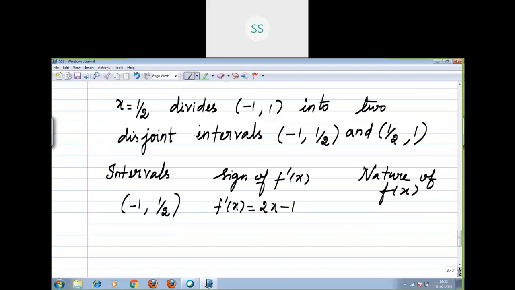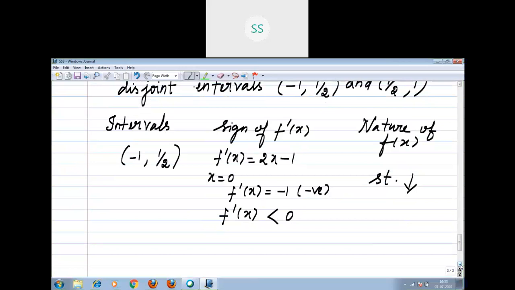Here you are going to assign any value. For example, x is equal to 1 by 4 if you are taking. Better you select x is equal to 0, that means easily you can conclude the result. F dash of x equal to minus 1, that is negative. So f dash of x less than 0. Once you arrive at less than 0, the function is strictly decreasing.